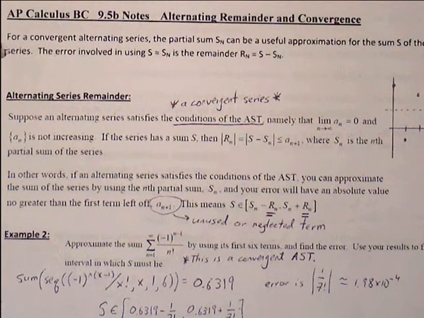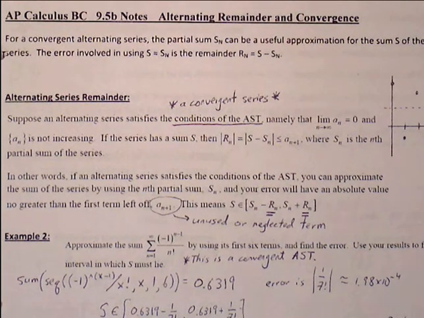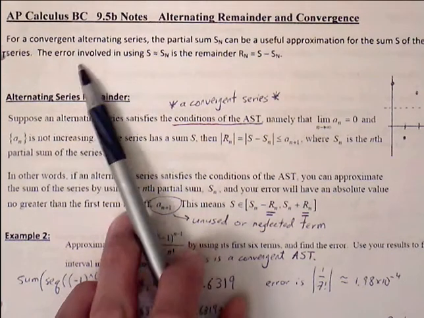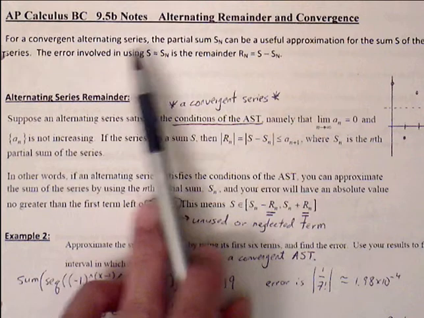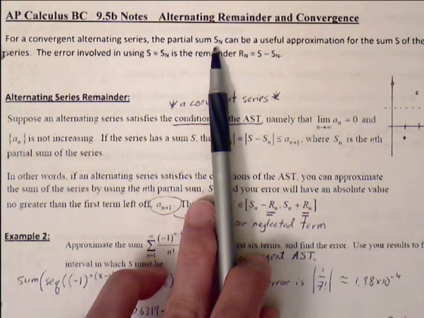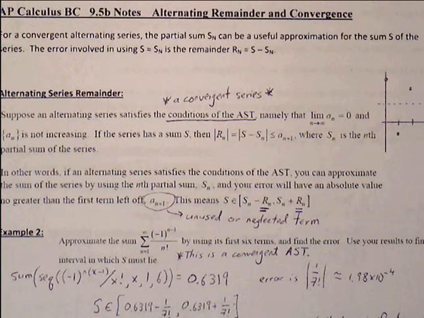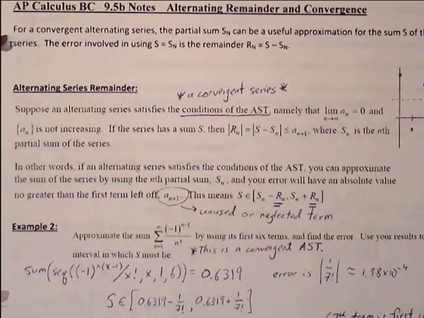This is 9.5b notes, alternating series remainder. For a convergent alternating series, the nth term partial sum, S sub n, can be a useful approximation for the sum S of the series.